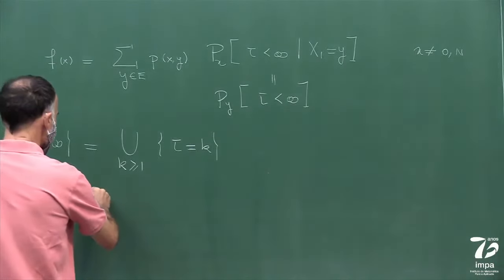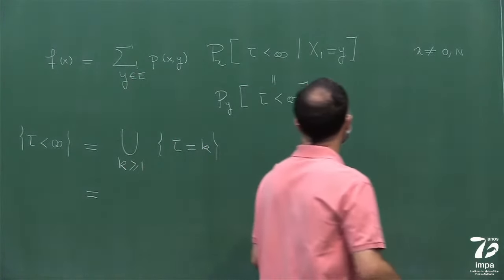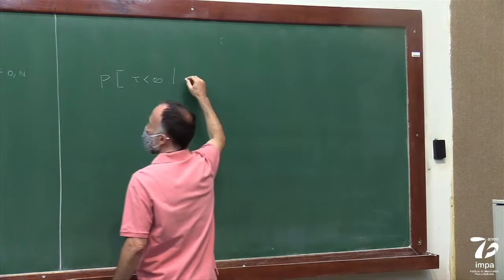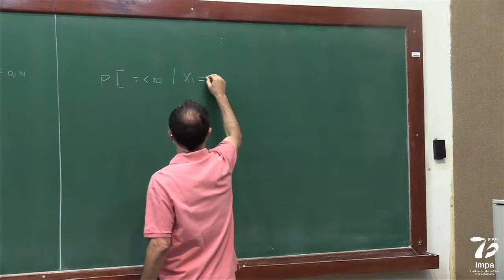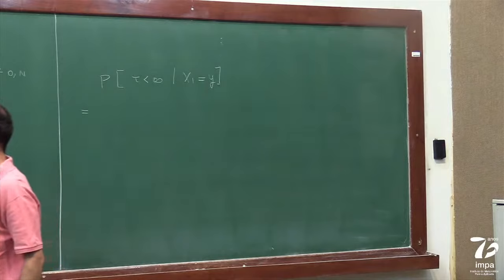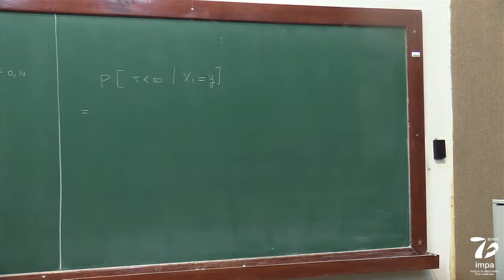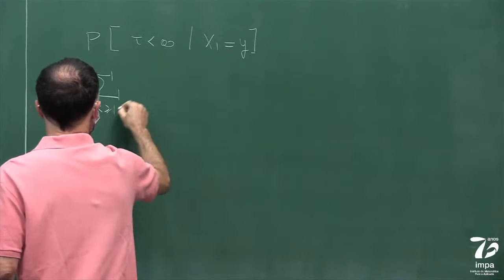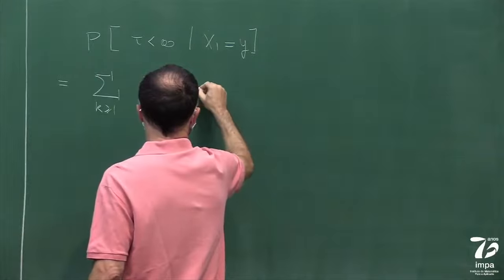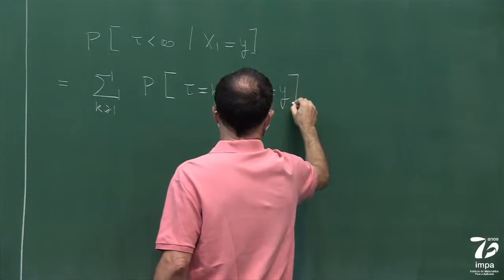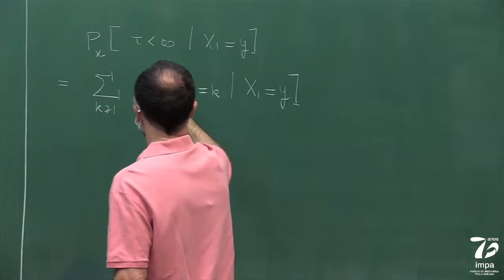And so what is this? Okay, so let's use this to say that this probability that tau is less than infinity, given that X_1 is equal to y, is equal to this union, and since these sets are disjoint, this is equal to the sum. All right?